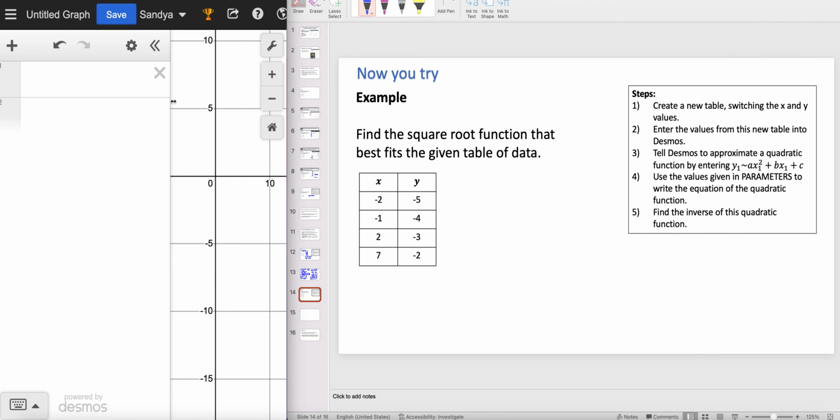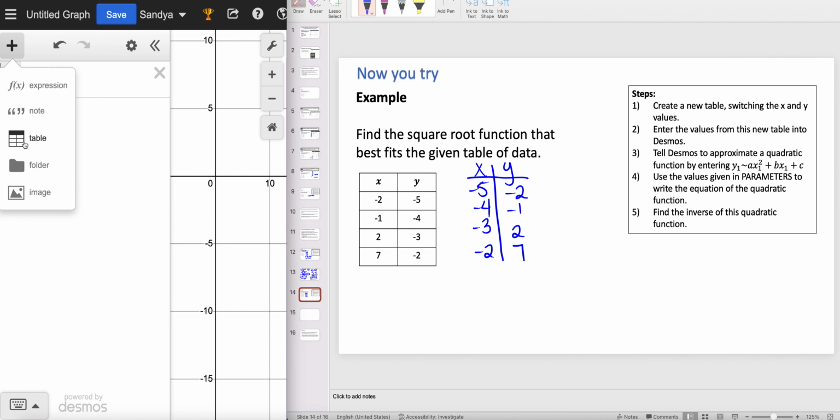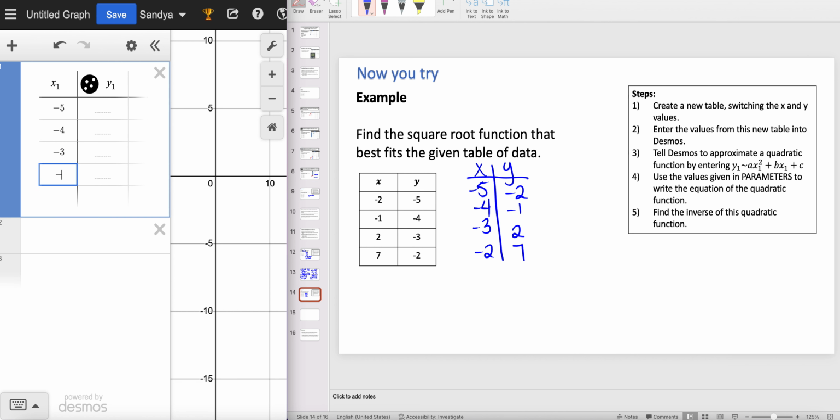So we're going to write the square root function that best fits this table of data. Remember, once again, we're going to start off by switching our x and y values. So all my y values are going to become my x values, and then all my x values are going to become my y values. So I'm going to enter this new table into Desmos. I click Table, and then I enter my values. And then in y, I'm going to enter these new values.